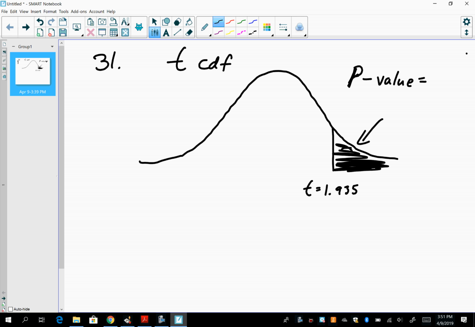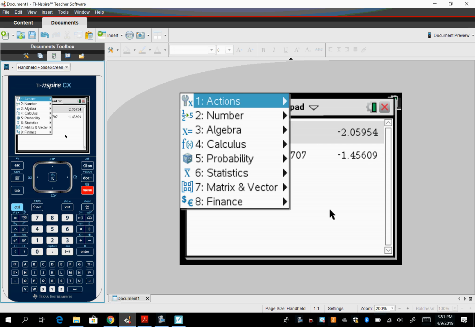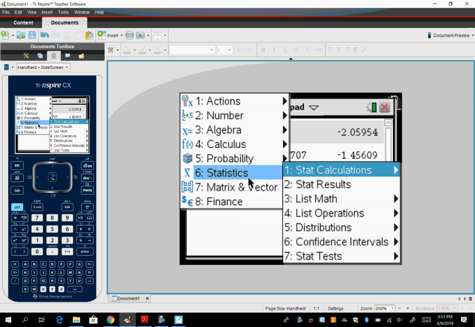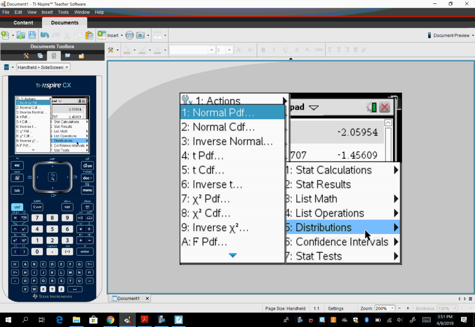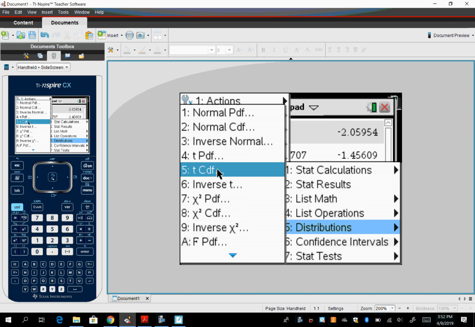I would say that basically in the last couple of months until the very end, this new stuff is really challenging without a calculator. So make sure you're bringing that Inspire every day. So, menu, statistics, distributions. There it is. TCDF. A few groups were having the discussion about TPDF and TCDF. CDF is for shading. Anytime you shade, use CDF. TCDF. So that's number 5.